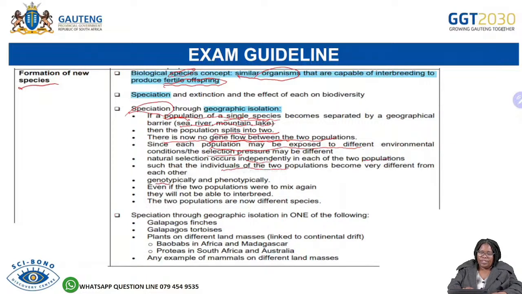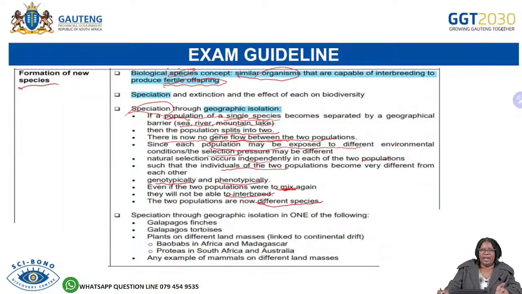How? Genotypically and phenotypically. So they become genotypically and phenotypically different, even if the two populations can mix again. Remember, they have been separated by those geographical barriers. So even if they meet again, what will happen? Even if the two populations were to mix again, they will not be able to interbreed. So if they don't interbreed, what is going to happen? The two populations are now two different species. They are totally different species.